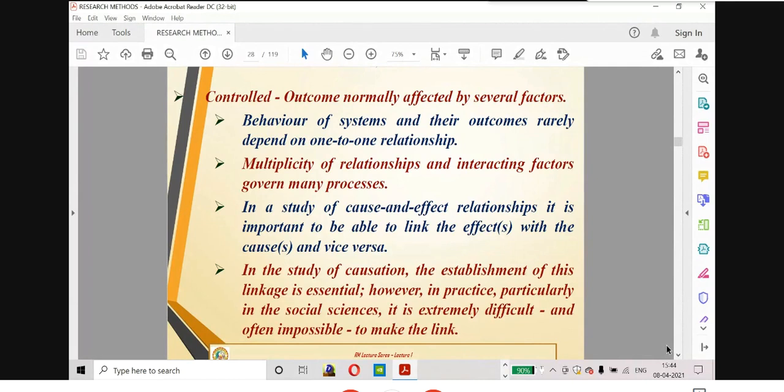So, in the study of causation, the establishment of this linkage is essential, and in practice, particularly in social sciences, it is very difficult.